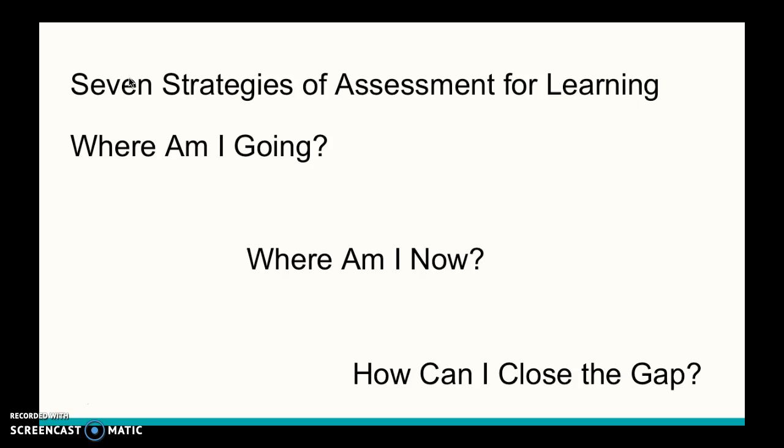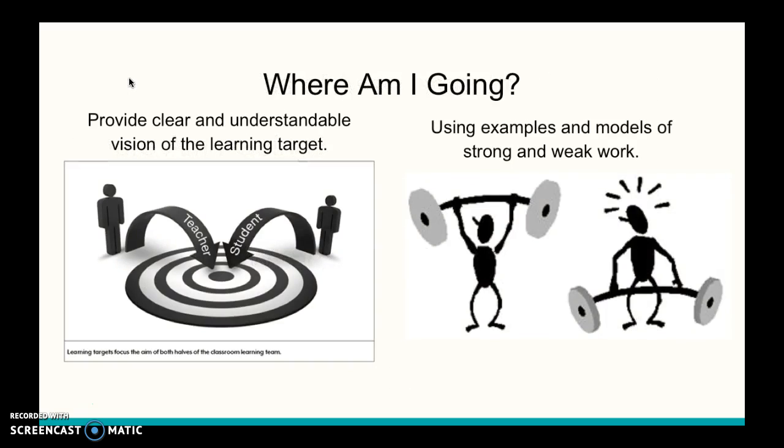The 7 strategies of assessment for learning focus on 3 questions. Where am I going? Where am I now? And how can I close this gap? Teachers need to keep all of these questions in mind as we're teaching and assessing students.